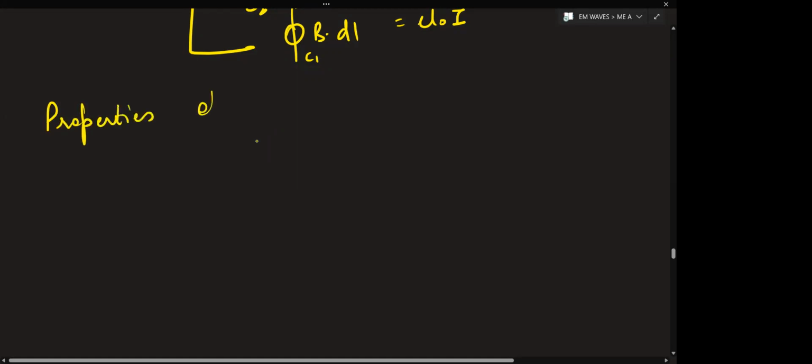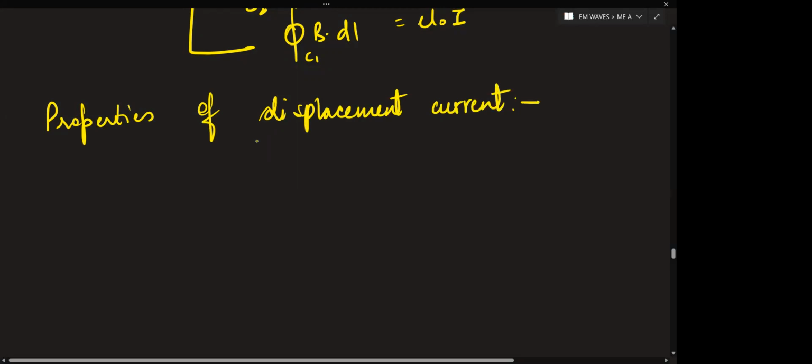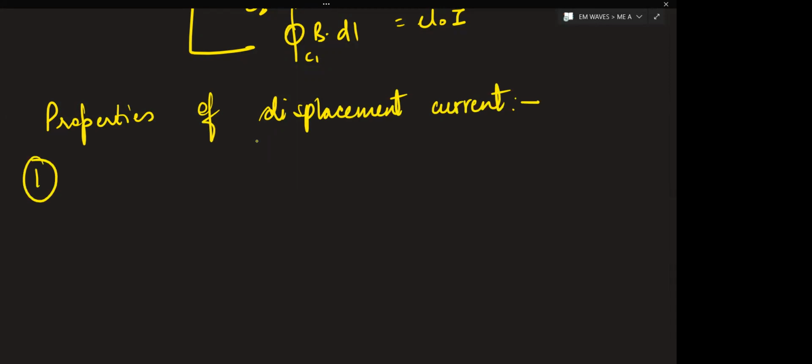Properties of displacement current. So first property says that it does not exist in steady conditions. It exists whenever there is a change in electric flux. Displacement current exists only in change of flux.